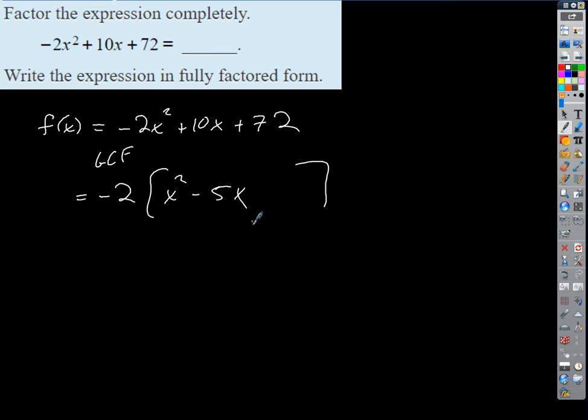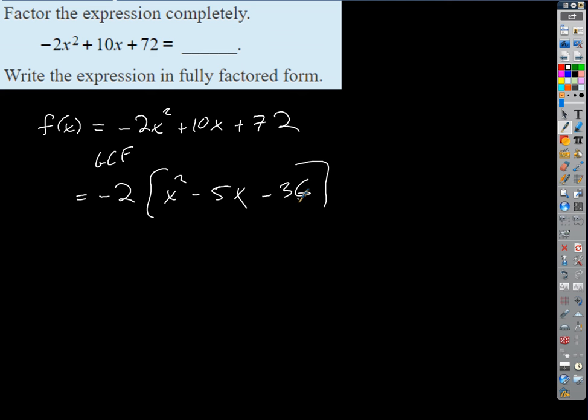Minus 5x, right? Because 10x divided by negative 2 is negative 5x, right? Would you agree? Okay. And how about here? Negative 36. 72 divided by negative 2 is negative 36. Another way to think about it would be negative 2 times what is negative 2x squared? Well, x squared. Negative 2 times what is positive 10x? Negative 5x. Negative 2 times what is positive 72? Negative 36. So there's step 1. We're going to factor out the GCF.